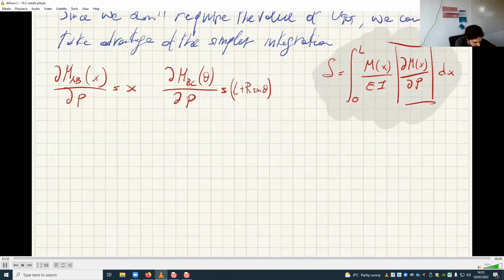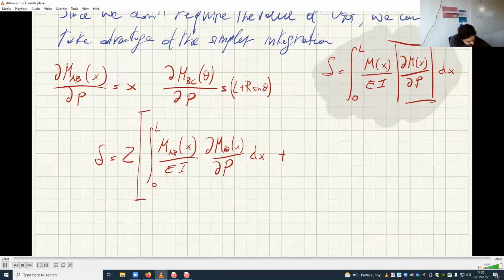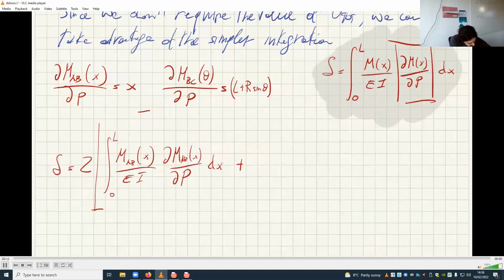Now, let's calculate the deflection as twice the integral between 0 and L of M_AB of x over EI times the derivative of M_AB of x with respect to P, dx. So this is segment AB, and this thing goes in brackets.